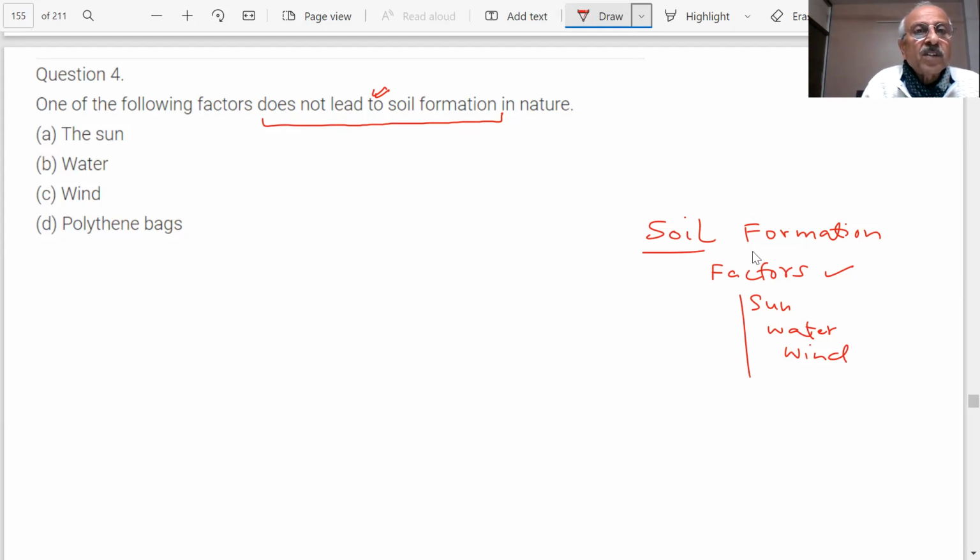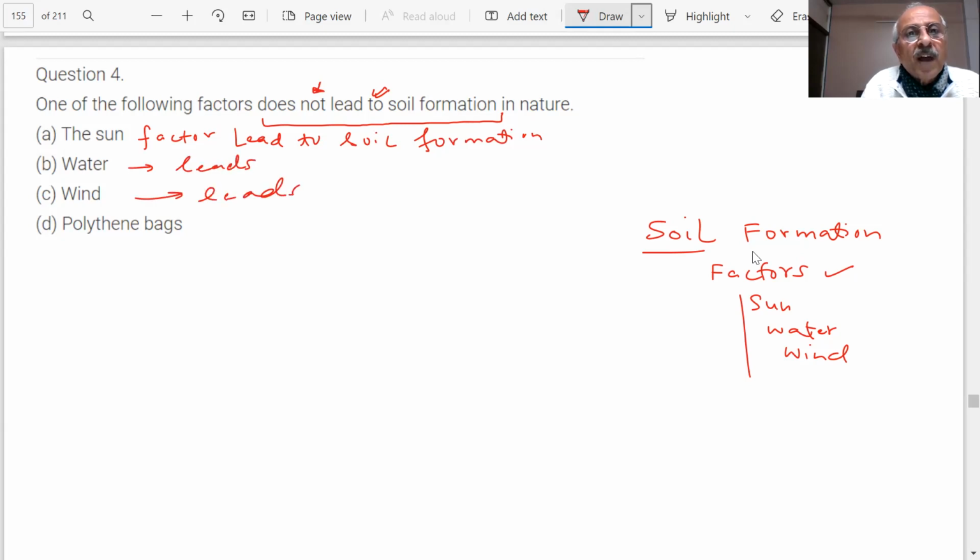Okay, here let us see the choices. One of the following factors does not, he says, does not. That is the point, students. Is the sun a factor? Yes, sir. Sun is a factor which leads to soil formation, we know. Water leads to it, wind leads to it, polythene bags do not lead. Then what is the correct answer? Option D is the correct one.